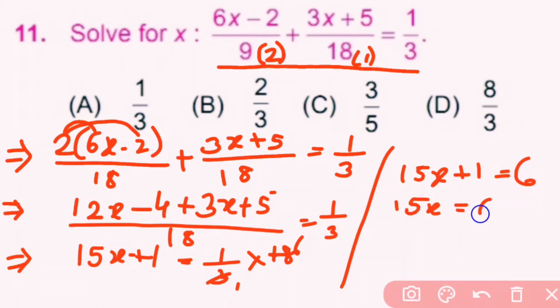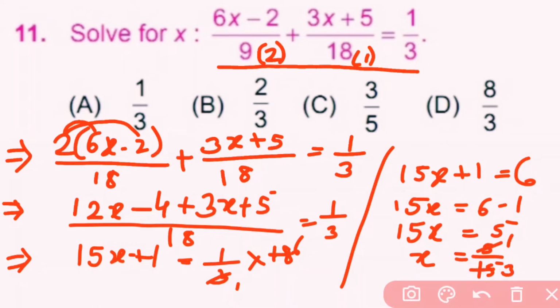Now this plus 1 becomes minus 1 this side. So 15x is equal to 5 and x is equal to 5 by 15. 5 ones are 5, 5 threes are 15. So x is equal to 1 by 3. So here A is the correct answer.